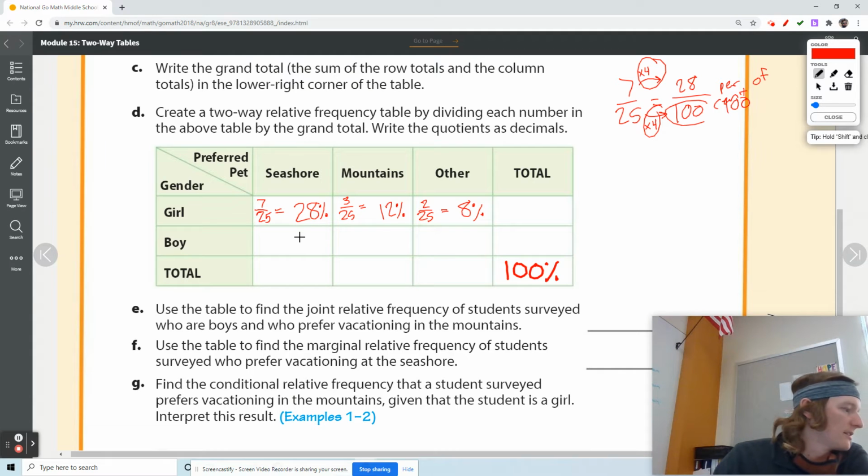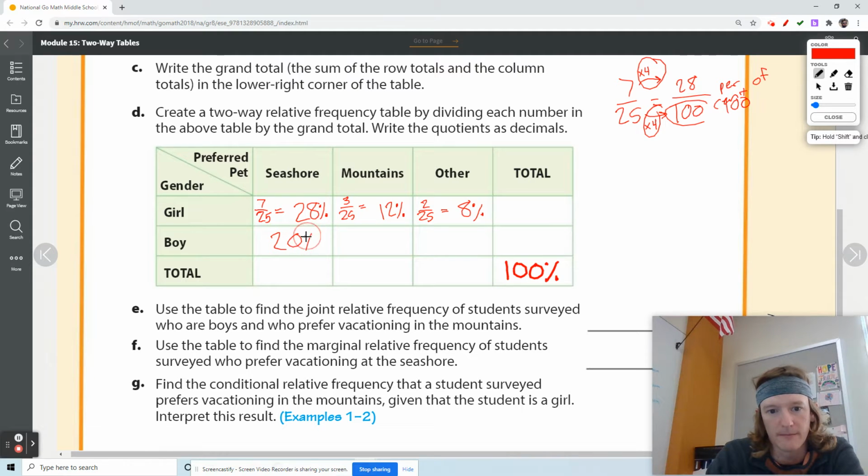So, next one, we'll do the boys who said the seashore. That was 5, so that'll be 20%. 5 times 4 is 20. Next one is another 2, so that'll be an 8%. Boys who said other, there were 6. 6 times 4 will be 24%.